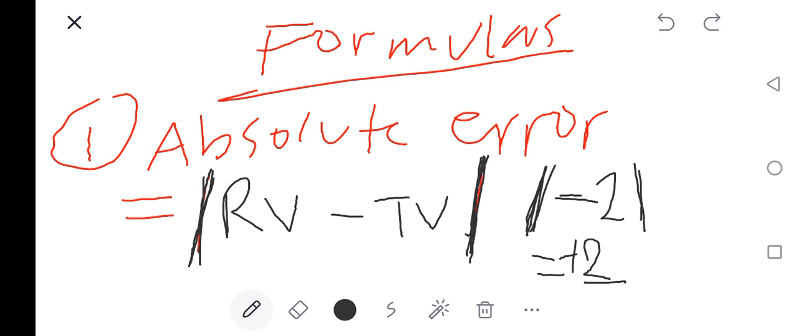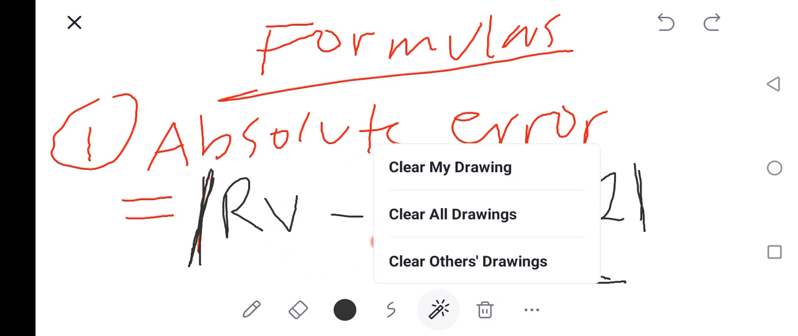Now, when do you use this formula? You can write somewhere to say this formula is used when you have two values in the question. Two values in the question. That's when you use this formula.